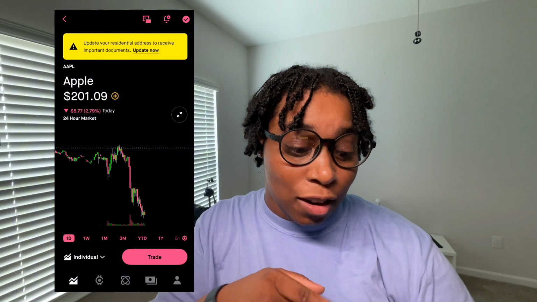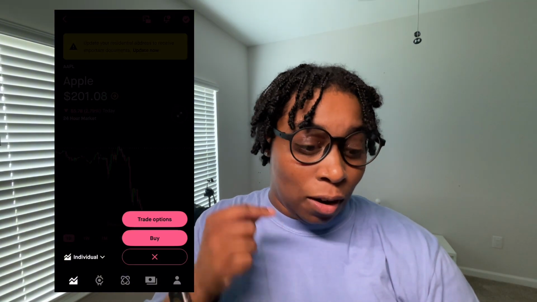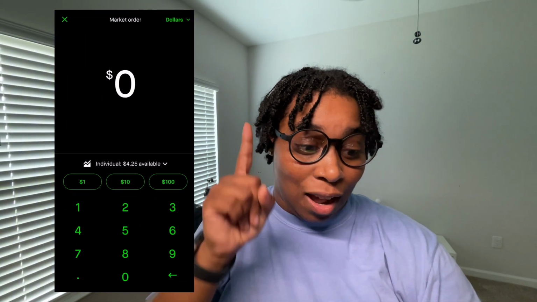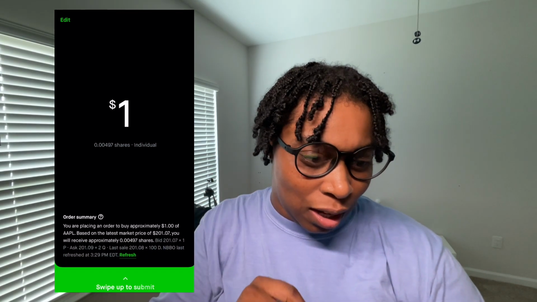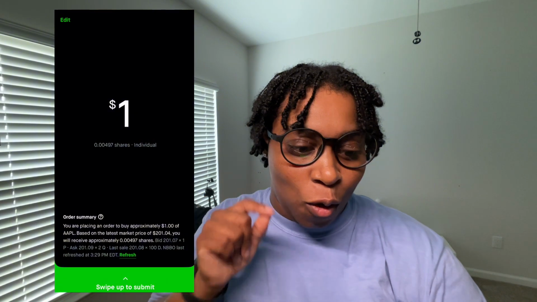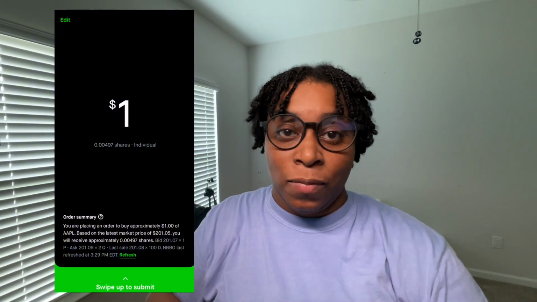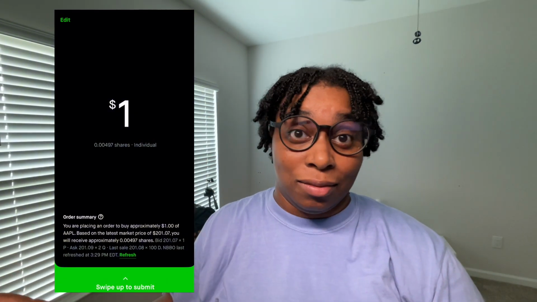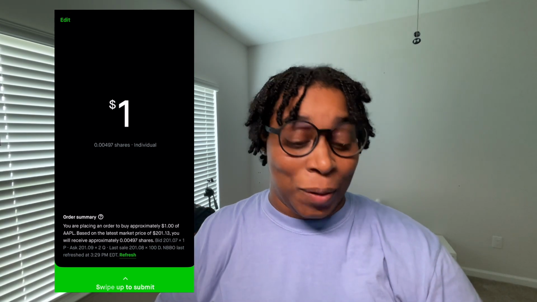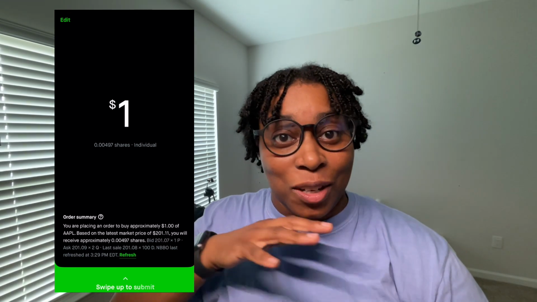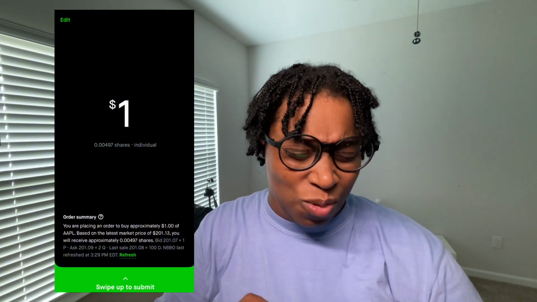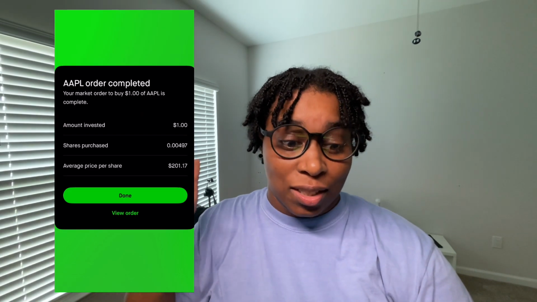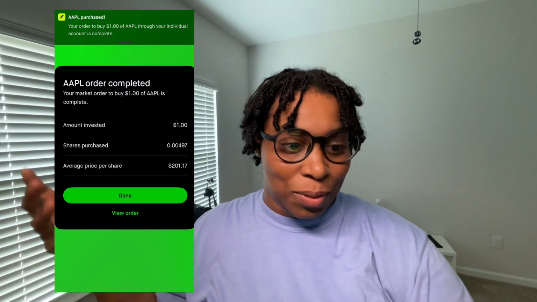Okay, so we're going to go down here to trade and hit buy. All right, we're going to do $1. Now look at this. We put $1 into a $201 stock. That gives us 0.00497 share. I mean, look, it's low, but it's cool because the main thing is that we're getting into investing. So this just shows you it only takes $1. So we are going to swipe this up to submit, and boom, we just got ourselves a stock. Simple as that. So we did Apple.